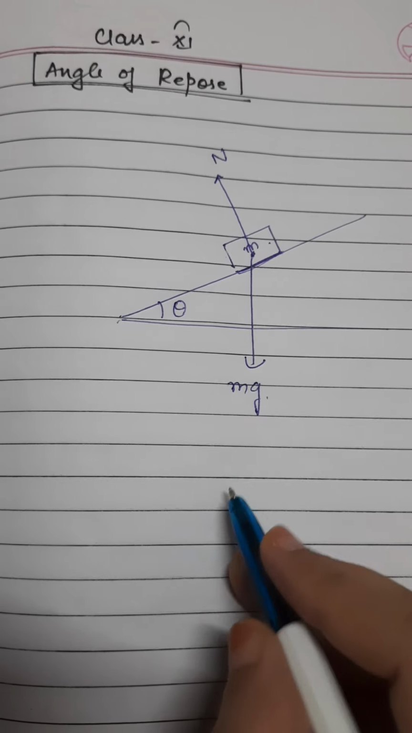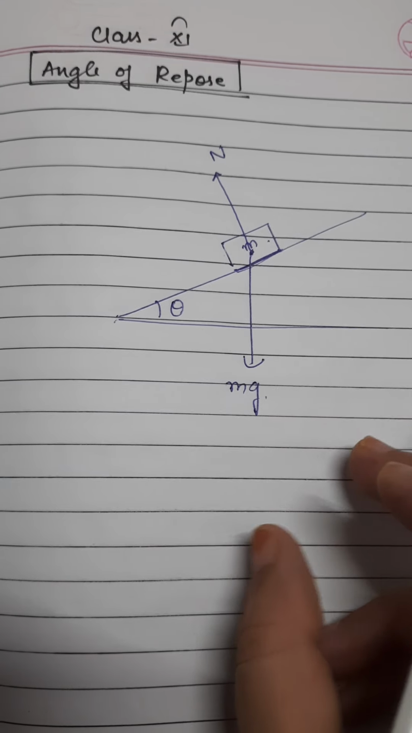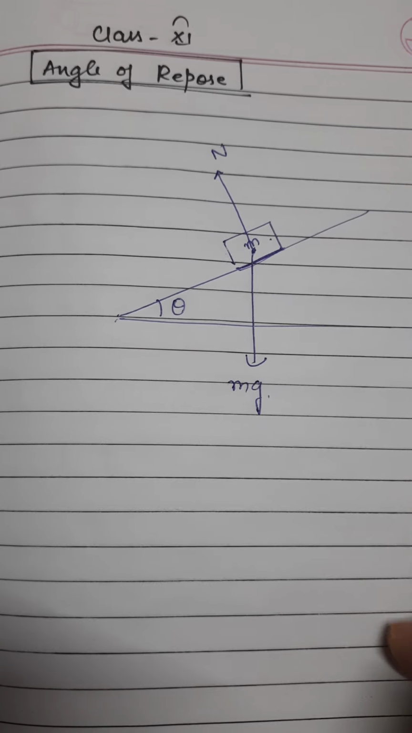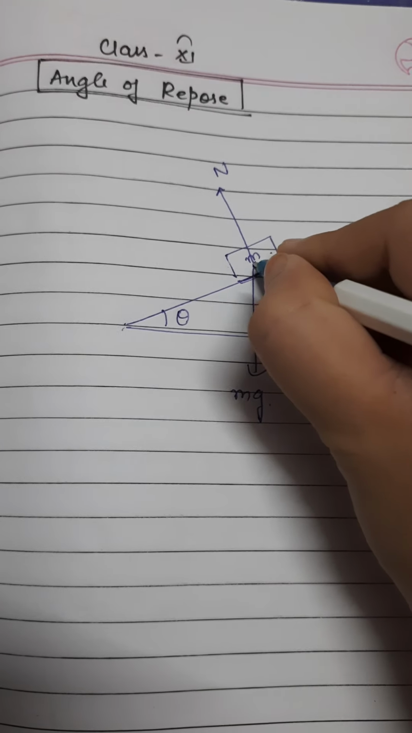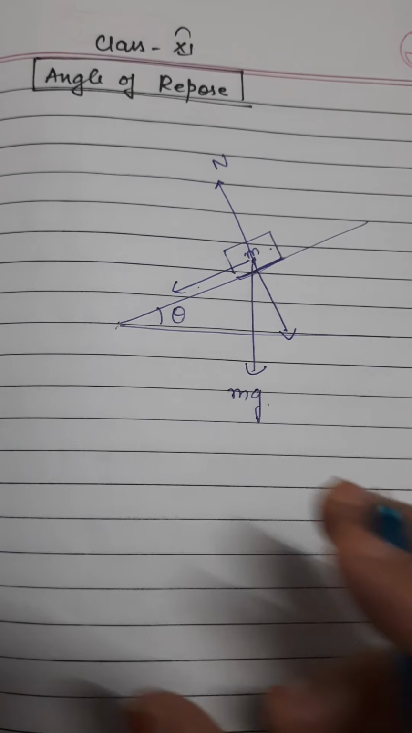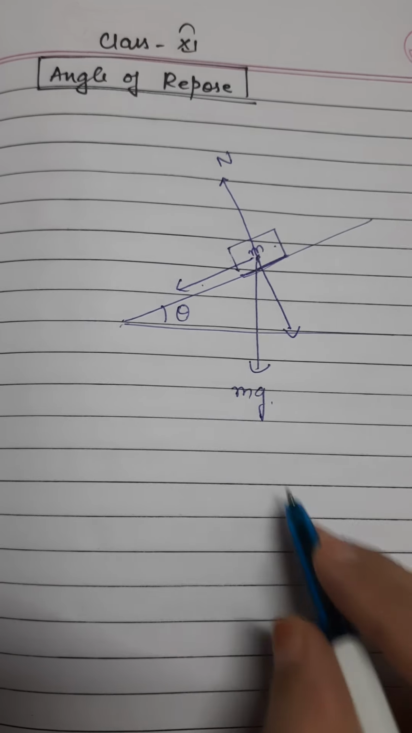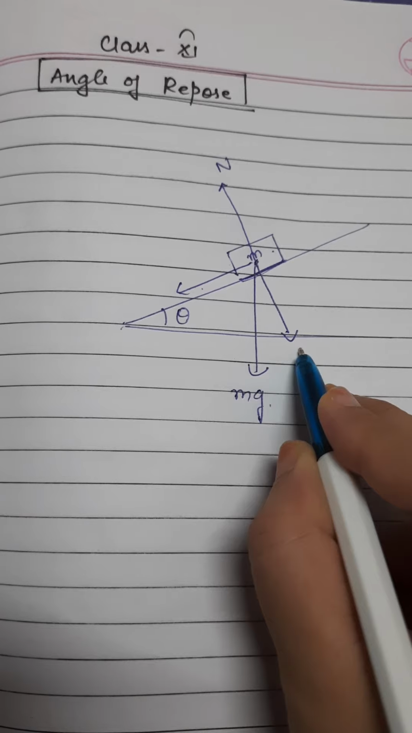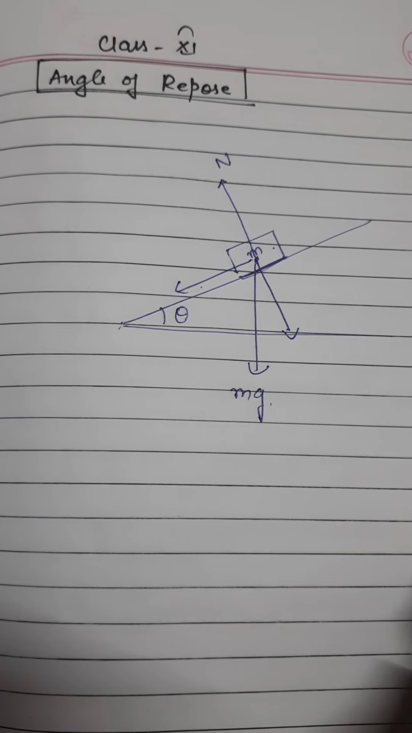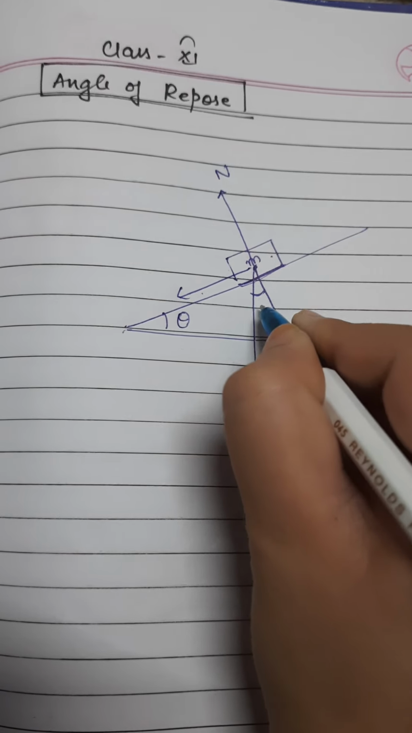If I resolve this mg, it will have two components. One component will act horizontally, one vertically, according to the plane. So if I resolve this mg, it can come in two directions, one is this and another one is this. Now how do we determine which component is mg cos theta or mg sin theta? For that, we should know that the mg is making angle theta with this component.